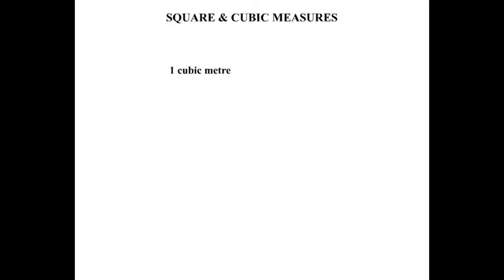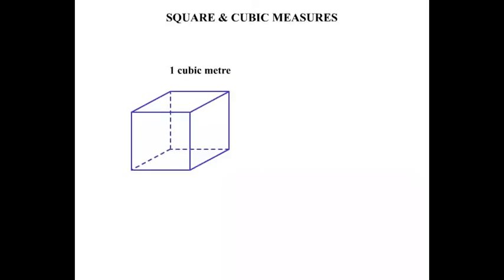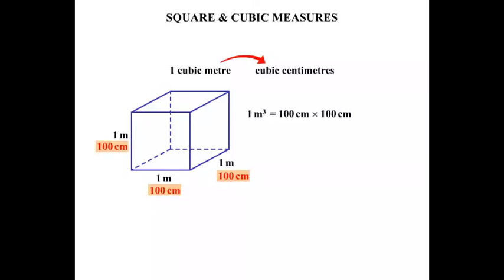Now, what about volume? 1 cubic meter. And let's say we were converting to cubic centimeters. Well, 1 cubic meter is 1 meter by 1 meter by 1 meter. Now, in terms of cubic centimeters, we write down the lengths in centimeters. So 1 cubic meter, volume equals length times breadth times height. So let's multiply the 100 centimeters by the 100 centimeters by the 100 centimeters again. And when we calculate that, we get that 1 cubic meter equals 1,000,000 cubic centimeters.